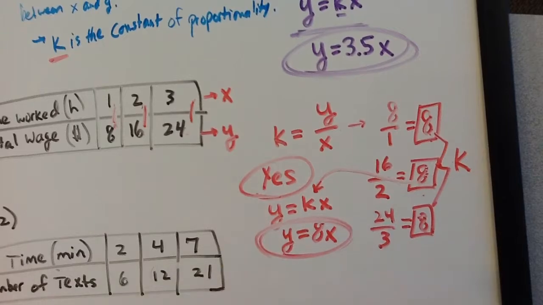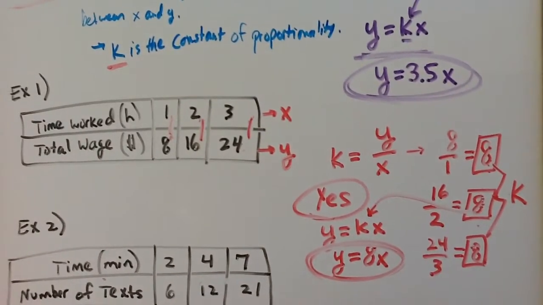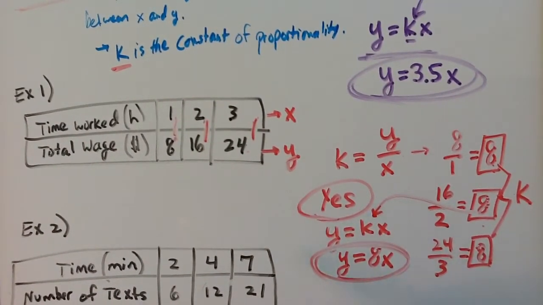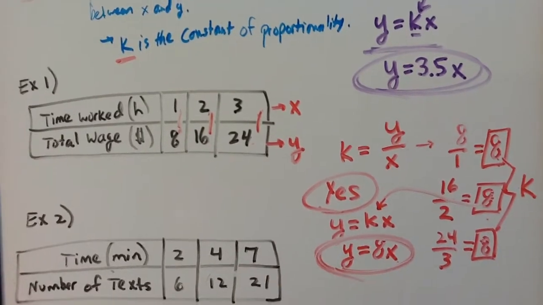So y equals 8x. What this is telling us is basically we're making $8 per hour, so $8 times the number of hours would give us our total wage. So the equation that we write is y equals 8x.